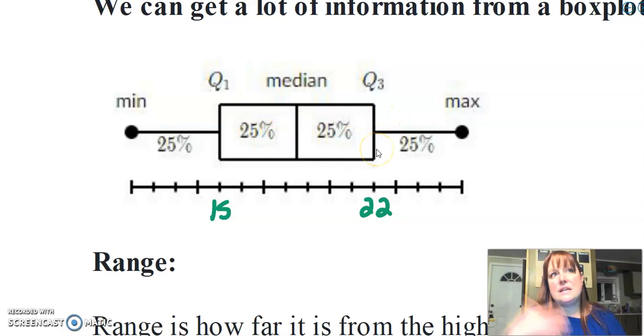If I said how much of our data is below 22, you would be able to say, oh, well, that would be all of this stuff. So that's 25% of the data. All of this, which is another 25%, so 50% of the data. And then all of this data is also below 22. So 75% of the data is below 22.